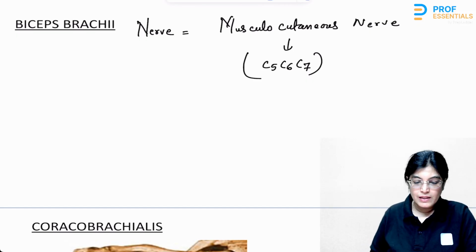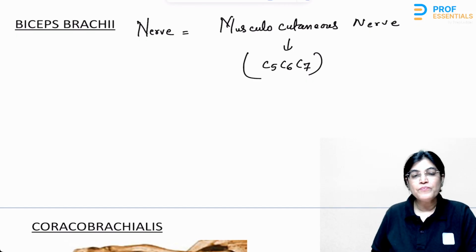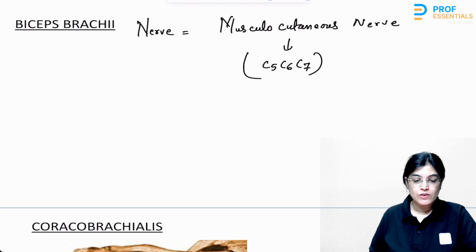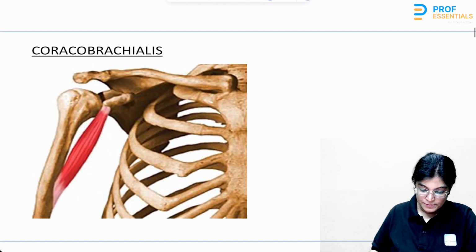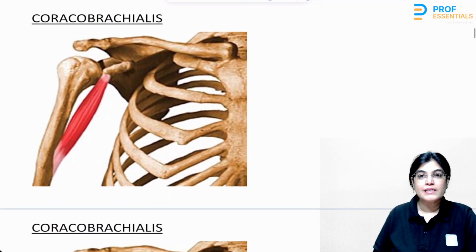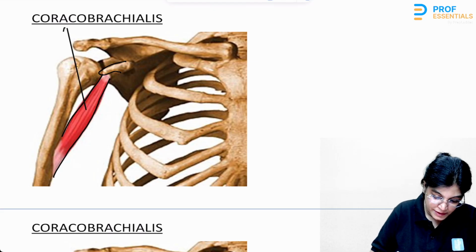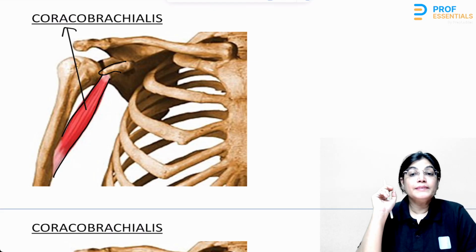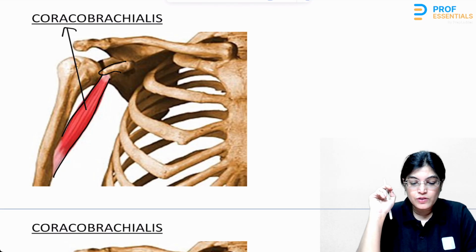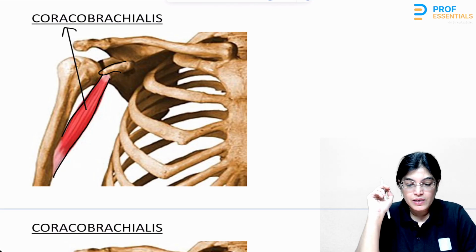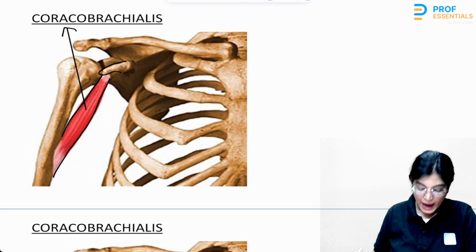So done with this. Now let's talk about the second muscle. The second muscle which you should know is coracobrachialis muscle. So you can clearly see in this image that this is the coracobrachialis muscle which has been shown to you. This is the coracoid process, and this coracobrachialis muscle is actually attached to the tip of coracoid process. So it originates from the tip of coracoid process along with the short head of biceps brachii, which I have already told you, and where it inserts.